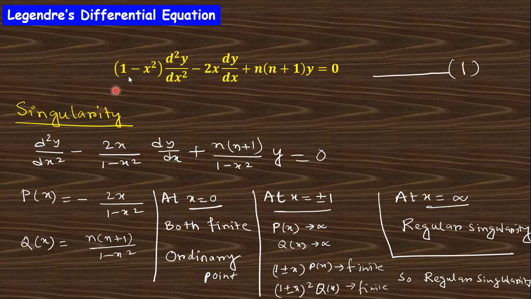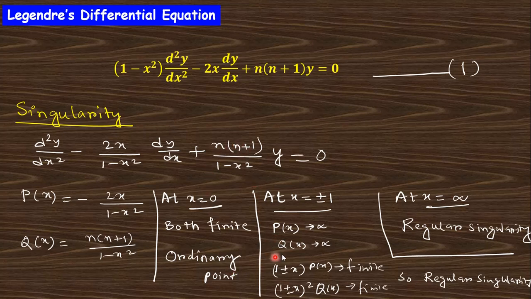This is the Legendre differential equation. This is a very well known and useful differential equation in physics related problems. If you want to find out the singularity of this equation, you can check that at x equal to 0 both are finite. So you can say this is an ordinary point at x equal to 0. When you check at x equal to plus 1 or minus 1, you will get infinity, but if the products are finite, then this will be a regular singularity. Also in case of x tending to infinity, you can check this will be a regular singularity.